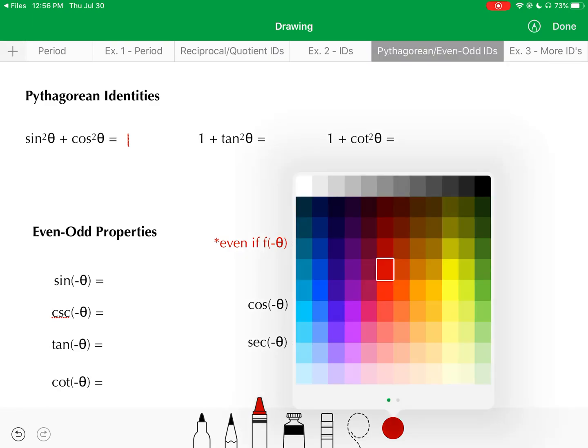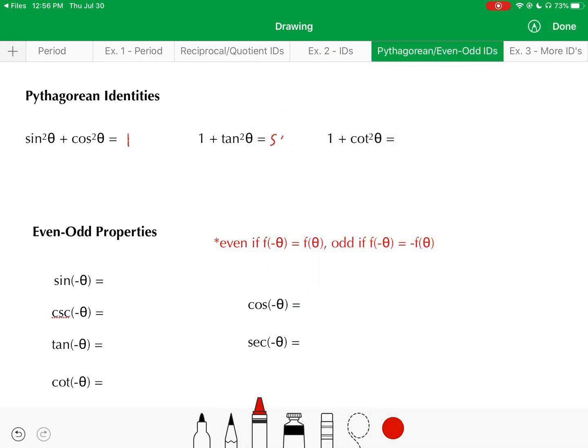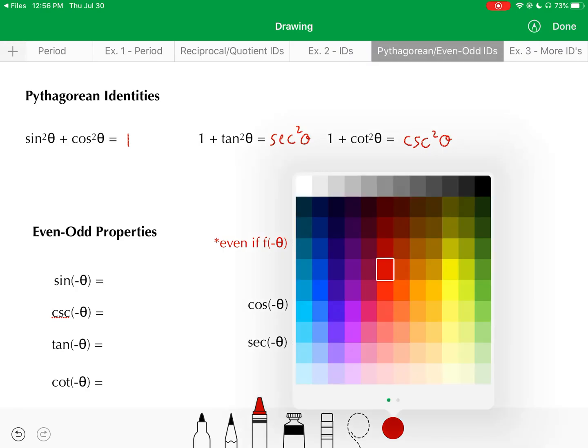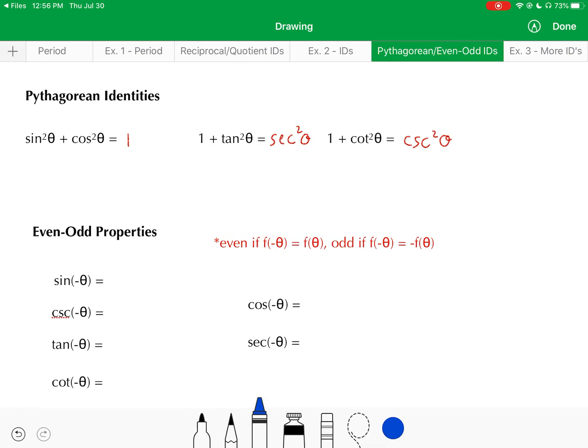1 plus tangent squared of theta is equal to secant squared of theta. And then 1 plus cotangent squared of theta is equal to cosecant squared of theta, okay? Now I mentioned these second two Pythagorean identities, they can both be reasoned out off of the first one pretty quickly, okay? So for example, let's say I took sine squared of theta plus cosine squared of theta equals 1, and I divided both sides by cosine squared of theta.